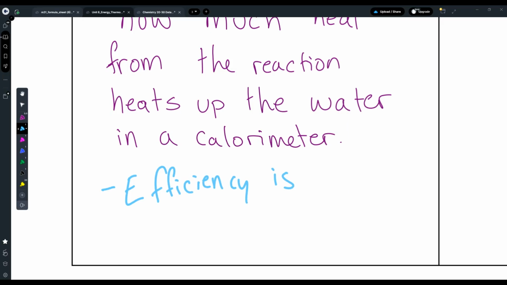Okay. And since efficiency in the real world is never 100%, it also would make sense that efficiency would never be more than 100%. So if you're calculating efficiency and you get a number higher than 100%, you are doing something wrong.